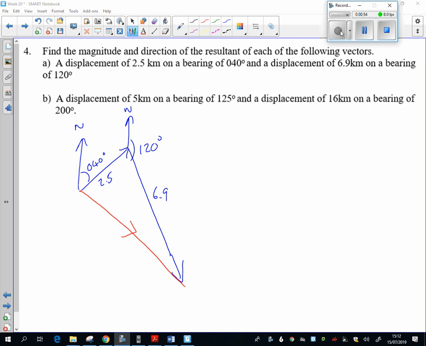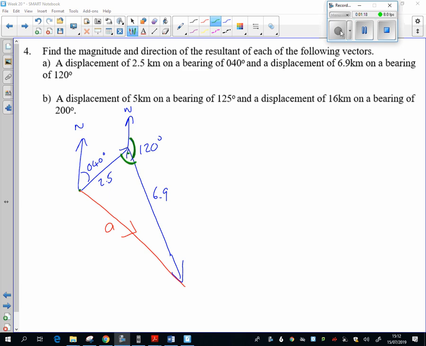Okay, so we've clearly got a triangle. It's not a right angle triangle, so we're thinking about sine rule or cosine rule. The first thing I want is the magnitude of the vector, so that's going to be the length of that side there. If I can get that interior angle of the triangle, I'm going to be able to use cosine rule.